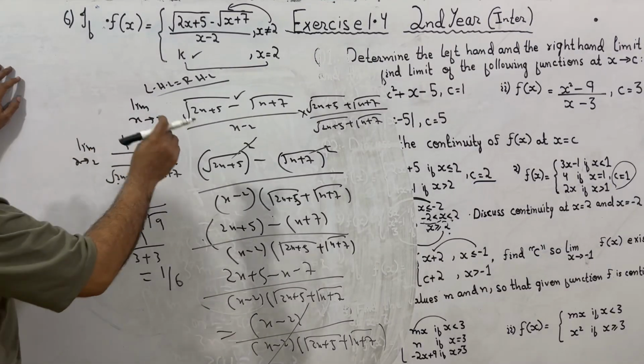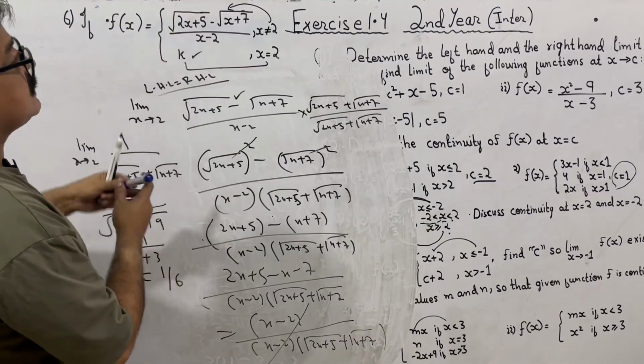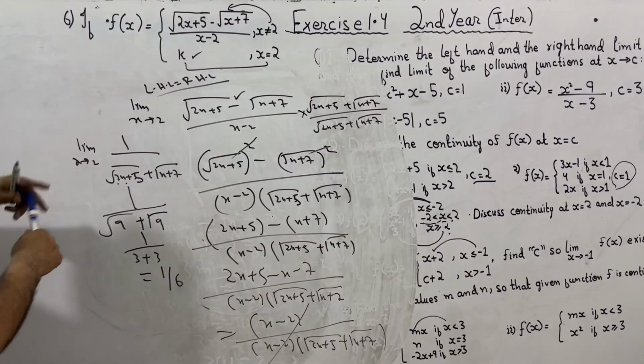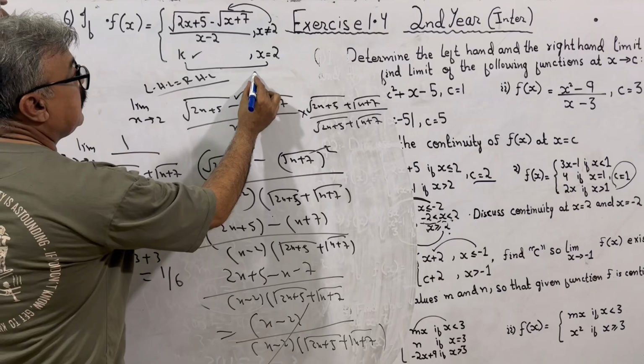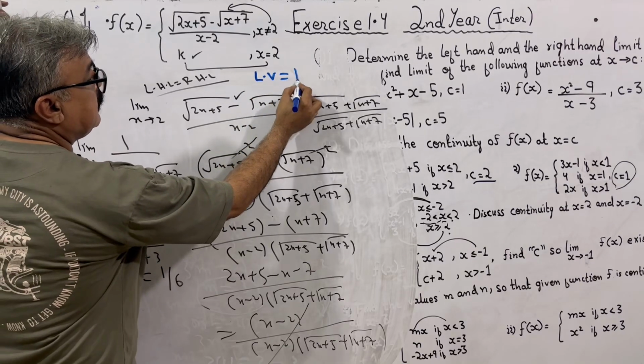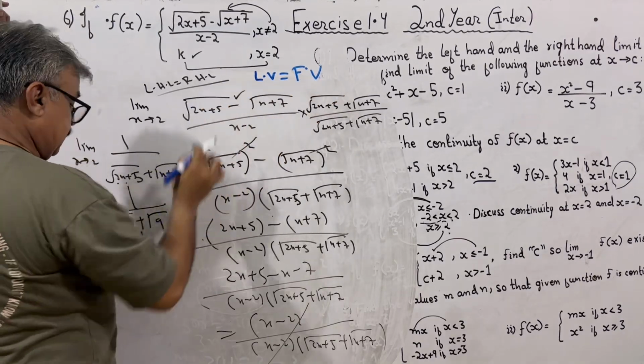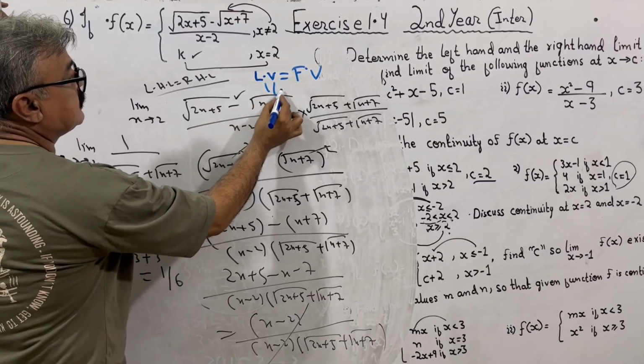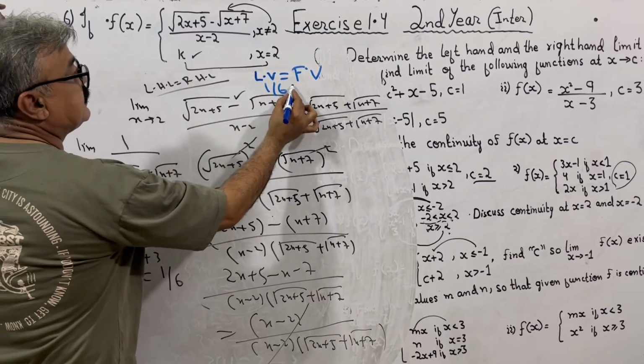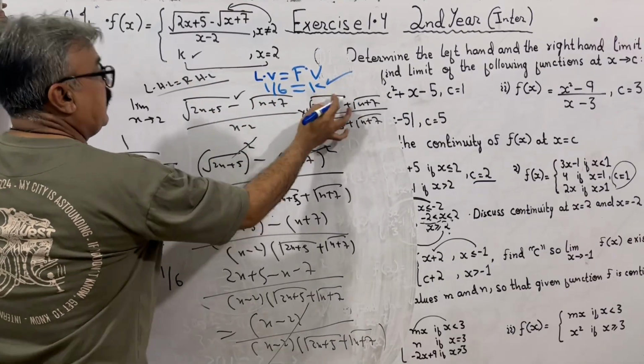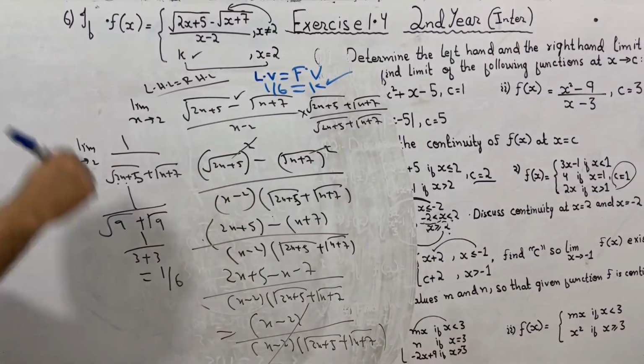It is given to us that the function is continuous at x is equal to 2, find k. Function is continuous means limit value is equal to function value. What is our limit value? That's 1 upon 6. What is our function value? That's k. So k is equal to 1 over 6.